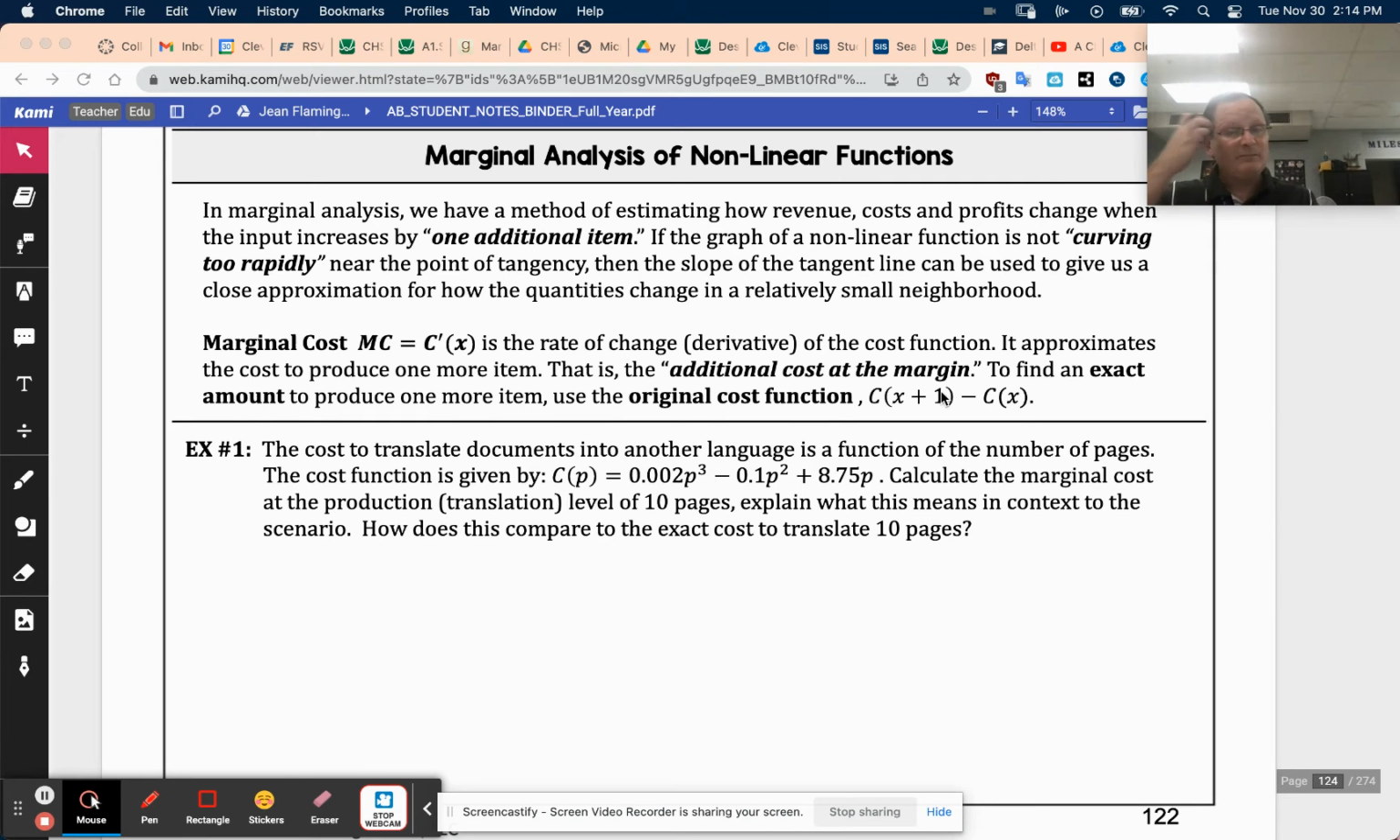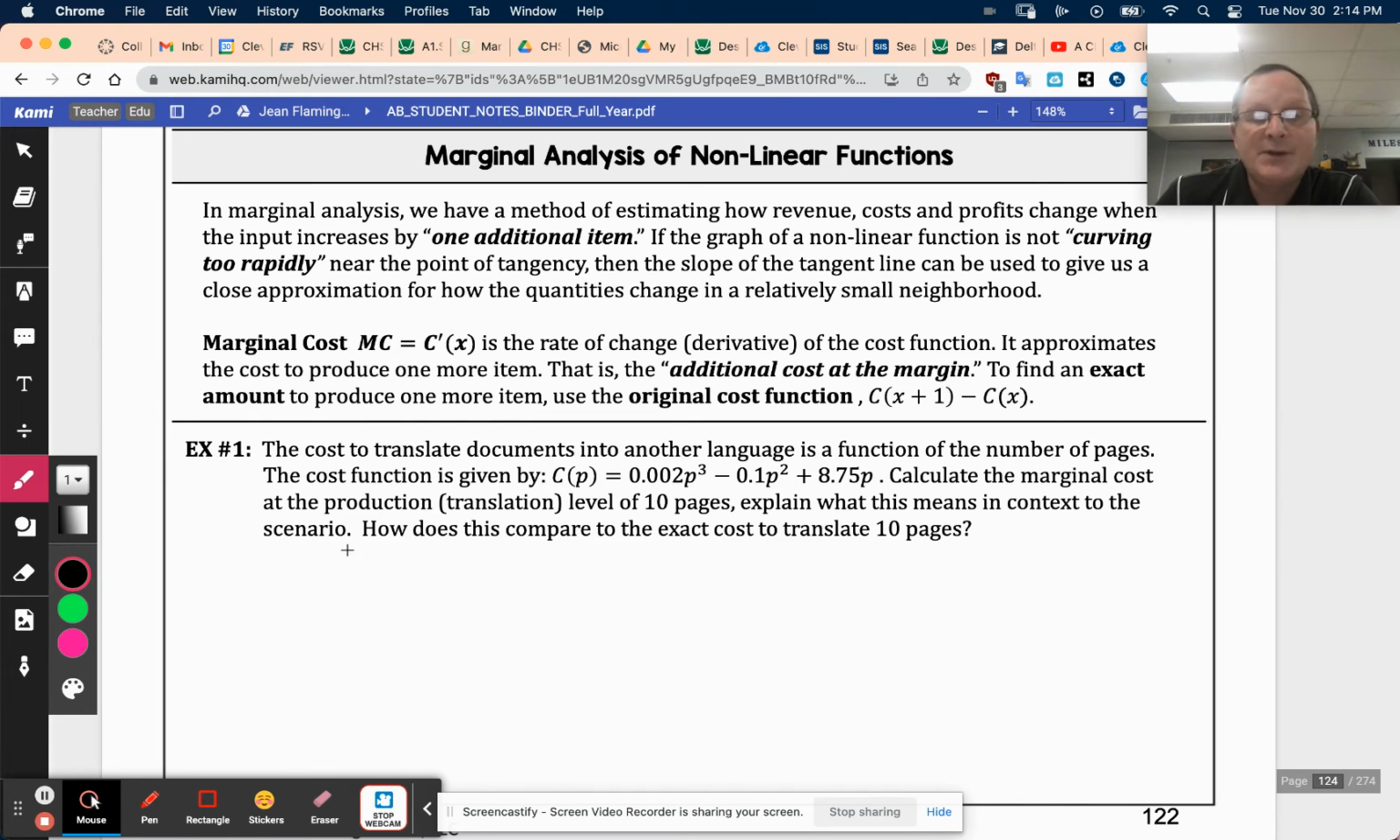So, all right, the marginal cost then would be for this particular thing. It says translate documents into another language. Cost function is given here. All right, so here we go. For the marginal cost, it wants us to find C prime, and at this particular moment, it's 10. All right, so I'm just going to say C prime of P first of all.